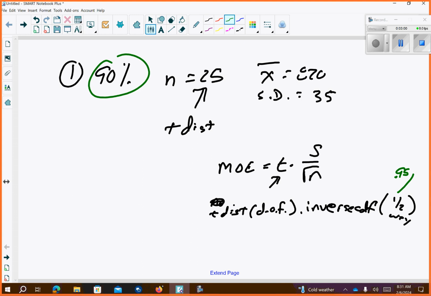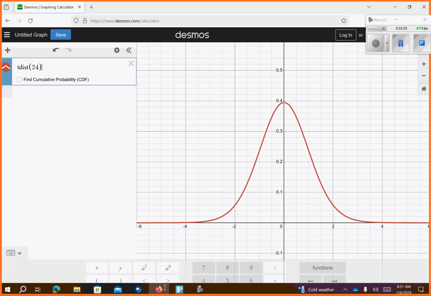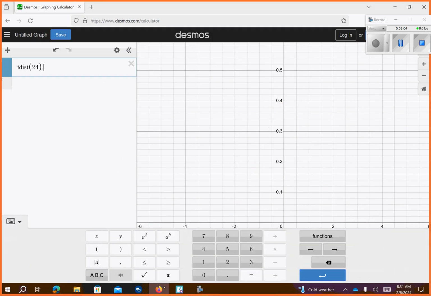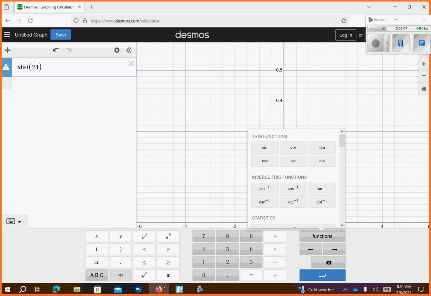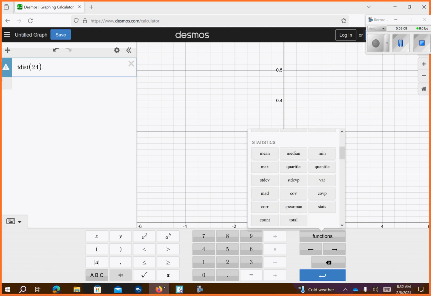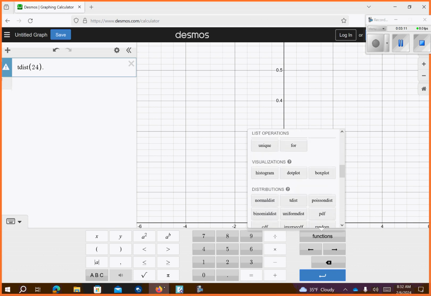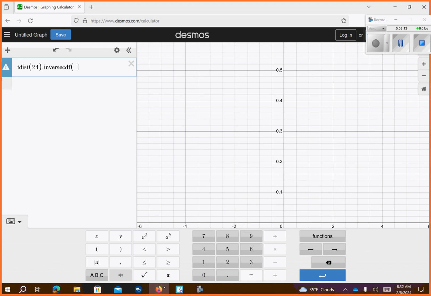All right, so let's take a look what Desmos will offer us. So we're going to go period. And then we're going to find inverse CDF. Inverse CDF. And we're going to plug in 0.95. So that's our T value. So that's representing the same thing as the Z-score, but using a T distribution. So 1.71.